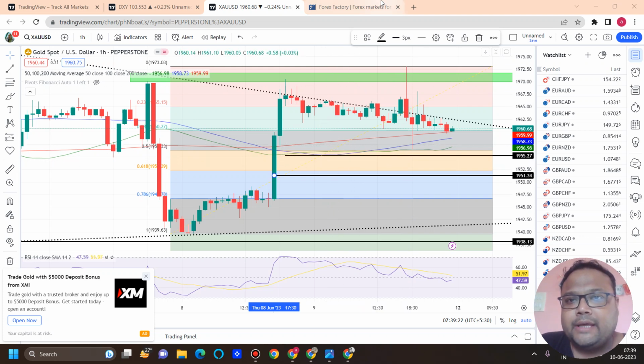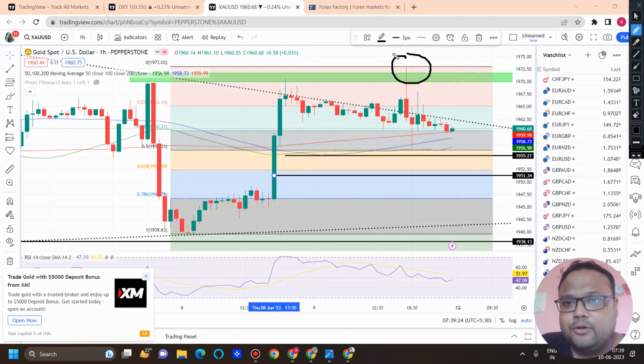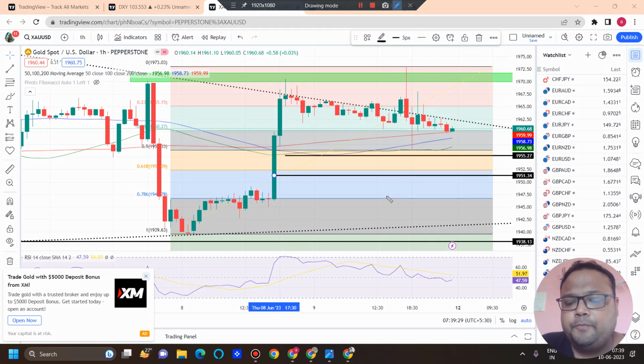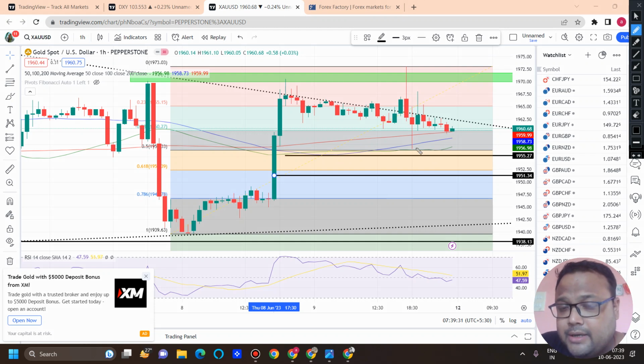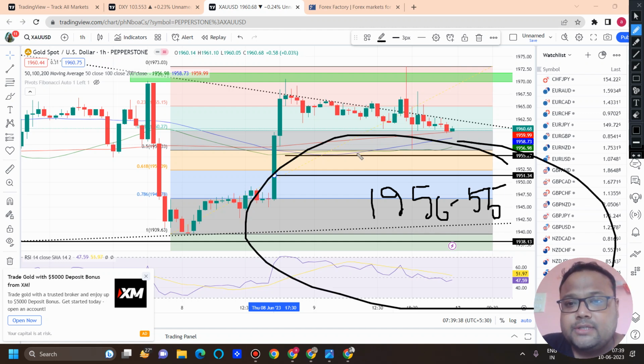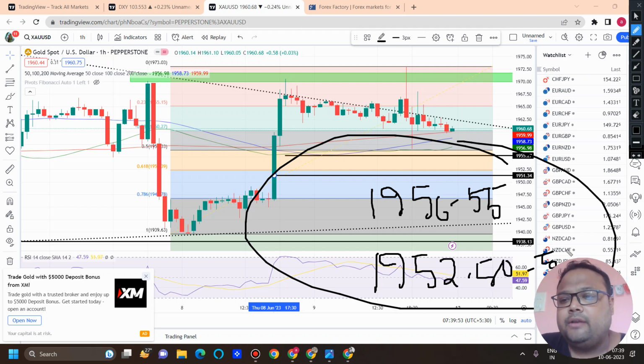As you can see, as gold has formed a new top here, the levels have changed a little bit, not much. So if the market shows a drop on Monday, then 1956 to 1955 is the first support. For day traders, you can at least expect a minor bounce. See, these are Fibonacci retracement levels. If not a complete trend reversal, at least you can expect a minor bounce. And then you have the next level around 1952.50 to 1951.